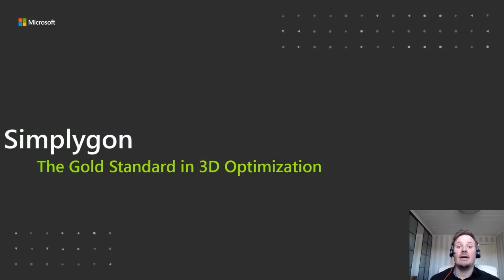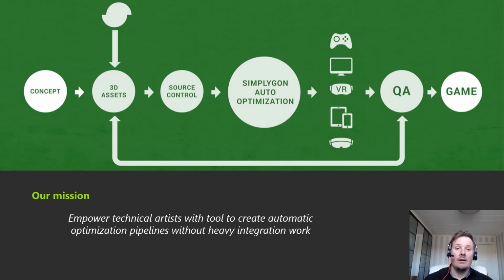So I'm going to start by giving you the latest news about Simplygon, and more specifically about Simplygon 9 that is going to be released shortly. Simplygon's focus is always automation. We want to empower technical artists with tools to create automatic optimization pipelines. And our goal is to do so without having to require heavy integration work. And Simplygon 9 has a lot of features and work going into this goal.